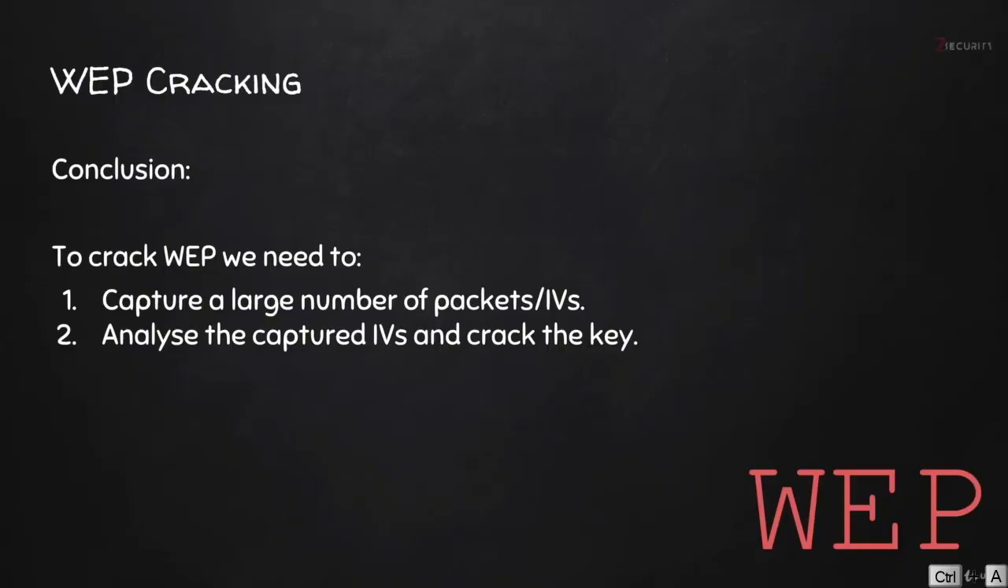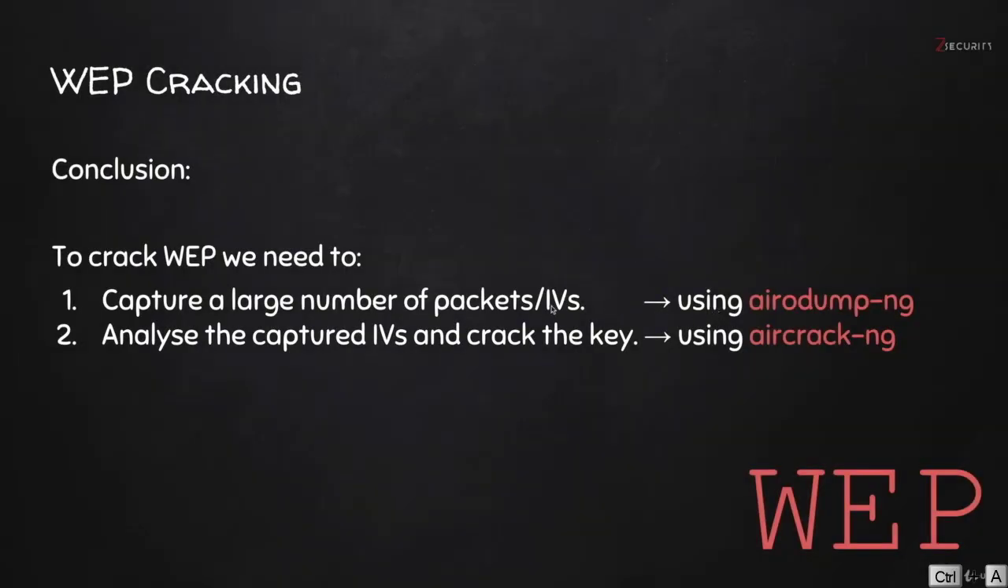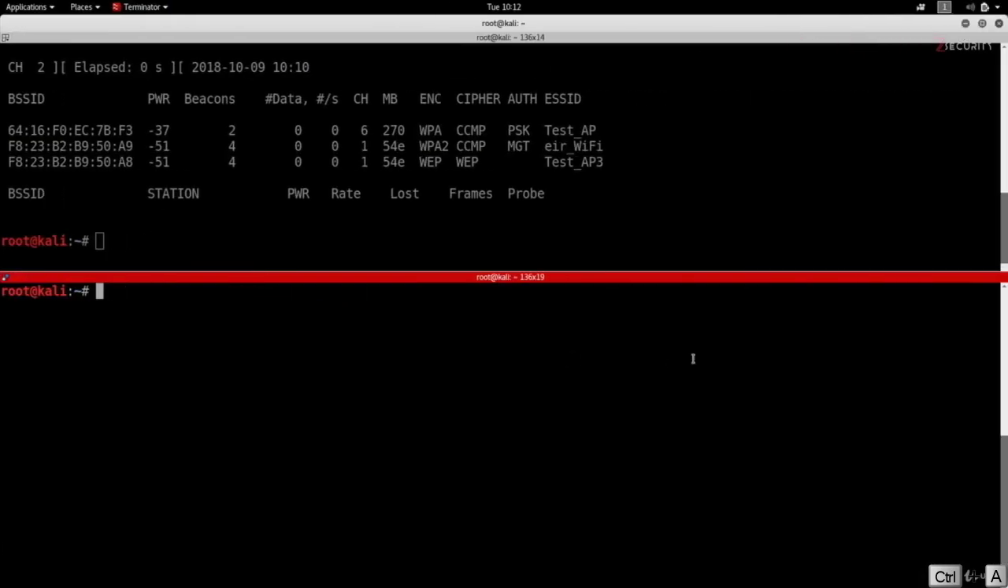So from the previous lecture, we know in order to crack WEP, we need to first capture a large number of packets. This means that we'll capture a large number of IVs. The IVs, because they are short, will be repeated. Therefore, we'll be able to use a tool called aircrack-ng to run statistical attacks and crack the WEP key. So we're using airodump-ng to capture the data, and we've seen how to do this before. Then we're using aircrack-ng to analyze this data and break the key. Let's see how to do this in practice.